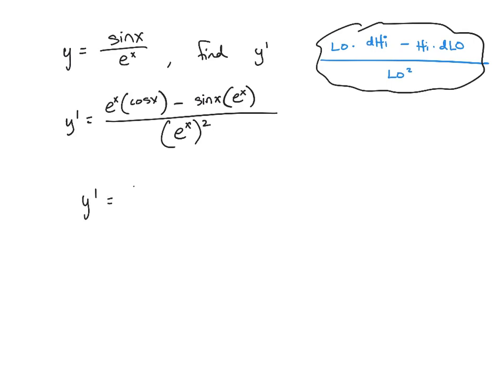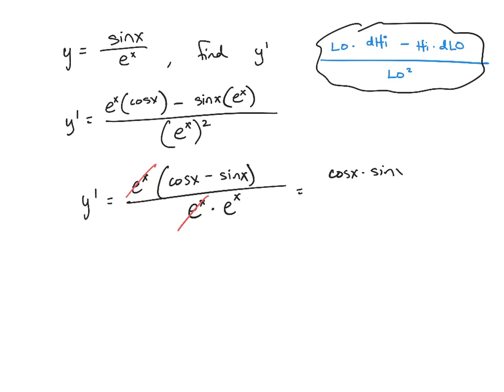I can factor out an e to the x on the top, and I'd be left with a cosine x minus sine x. And then down in the bottom, I could call that e to the x squared, or, you know what? I'm going to leave it as e to the x squared. Or I could think about it like that and cancel out some e to the x's. That'll work. So simplified, it'll look like cosine x minus sine x all over e to the x power. That's all I can do.